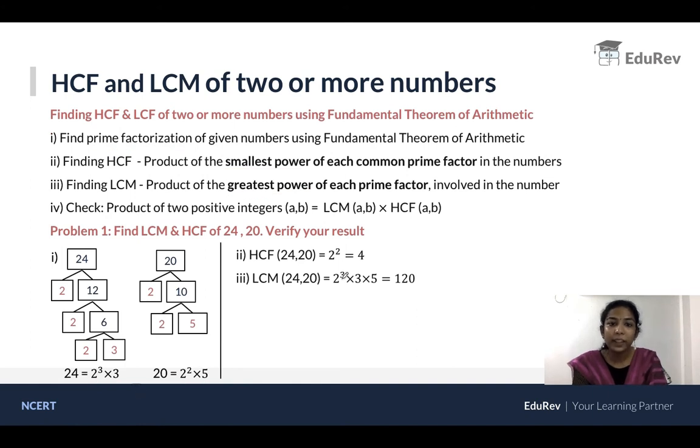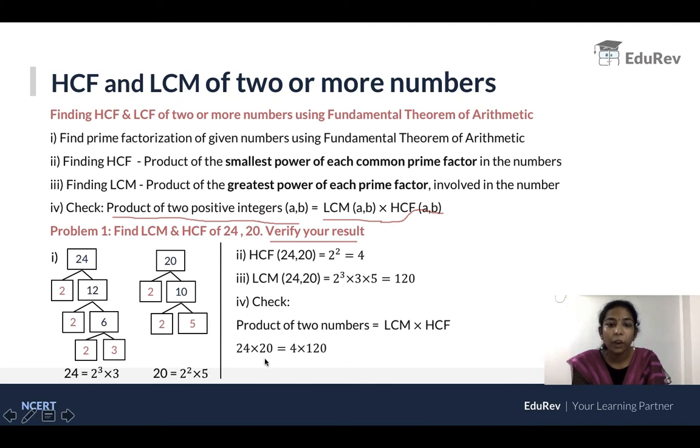So I hope it is clear how we find HCF and LCM. Now we have to verify our result. So there is a condition. What is that? Product of two positive integers should be equal to LCM into HCF. So what are the numbers? 24 into 20. That should be equal to HCF into LCM, that is 4 into 120. Let's check. 24 into 20, what will be that? 480. 4 into 120 will also be 480. So your LHS is equal to RHS. That means the values that you have got for HCF and LCM are correct.